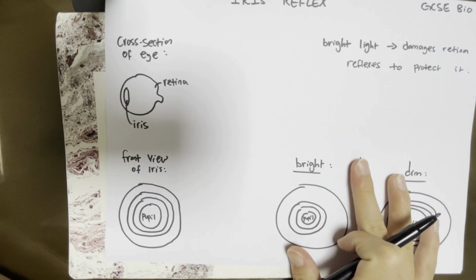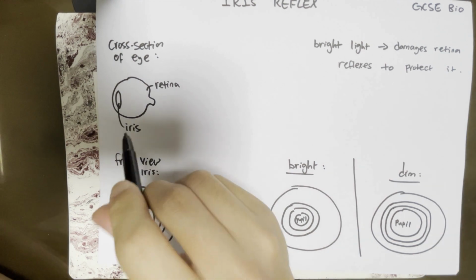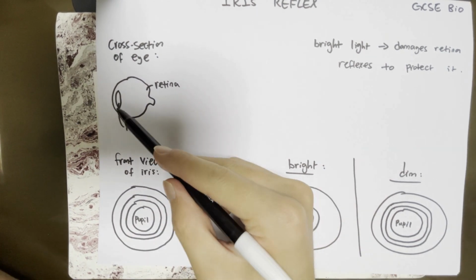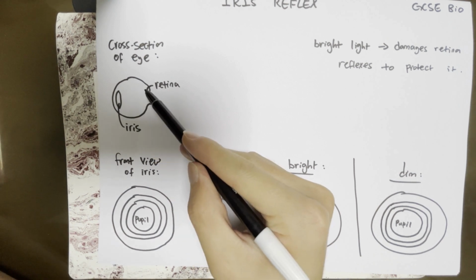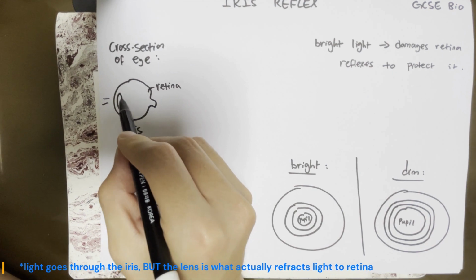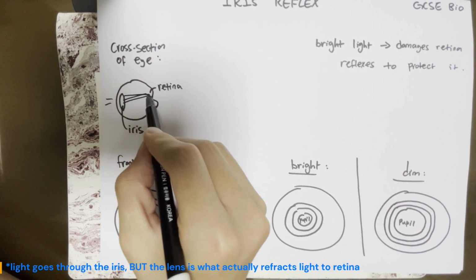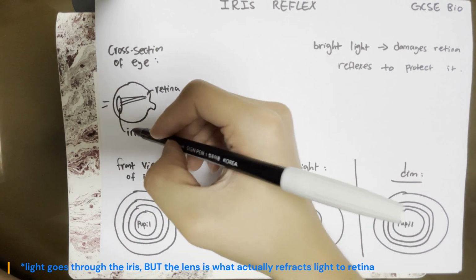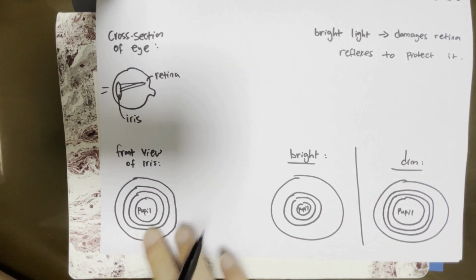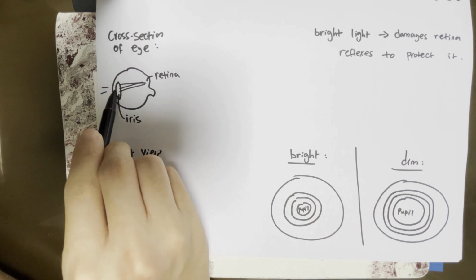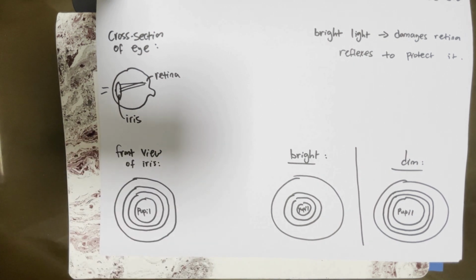All right, let's take a look at this cross-section diagram of an eye. A cross-section is a side view of an eye. So here we have the iris and here's the retina. And basically what happens is light comes in and then the iris directs the light in the direction, something like that. Here's a front view of an iris, and at the center of it, we have the pupil. That'd be where the pupil is.